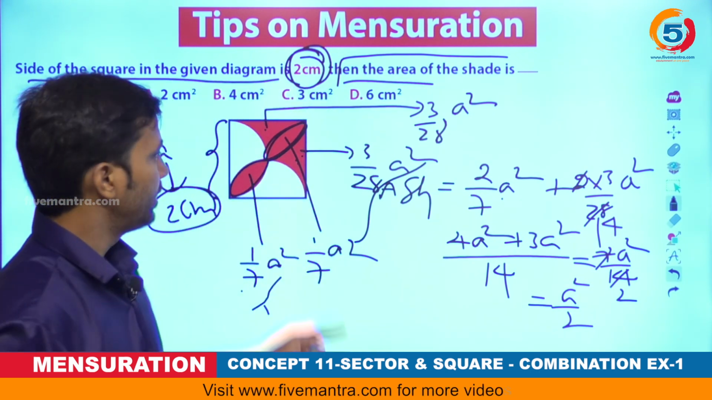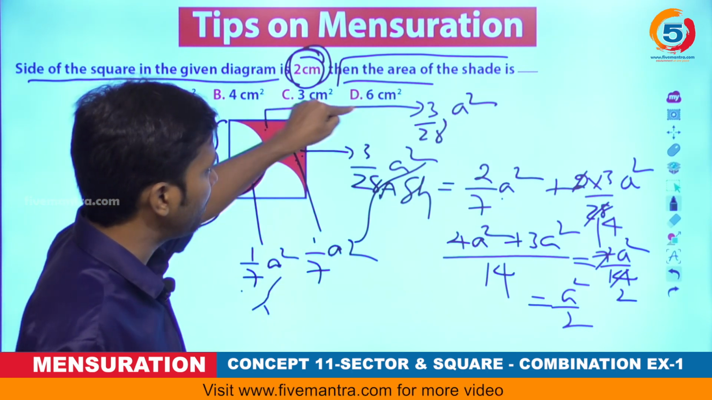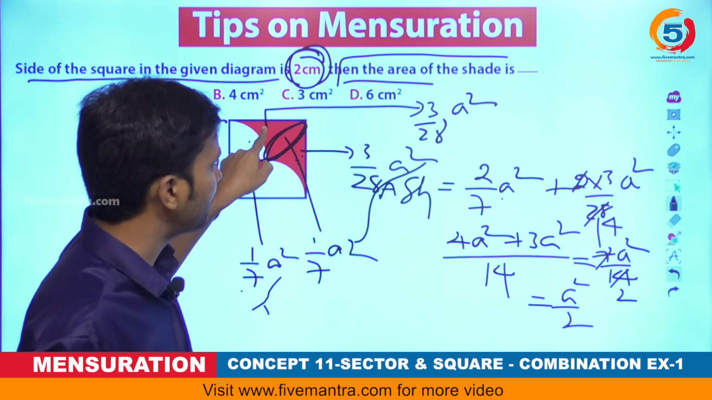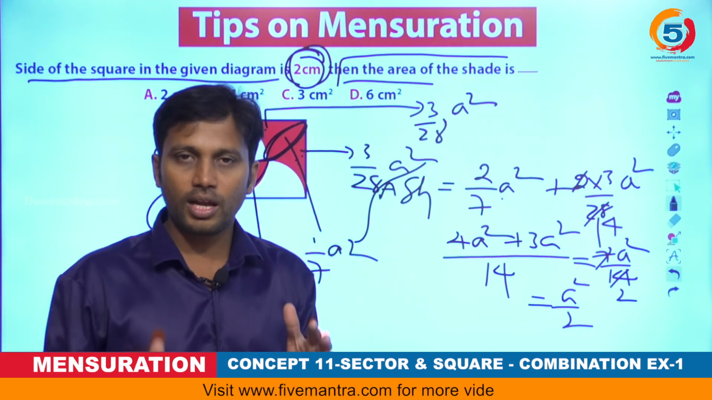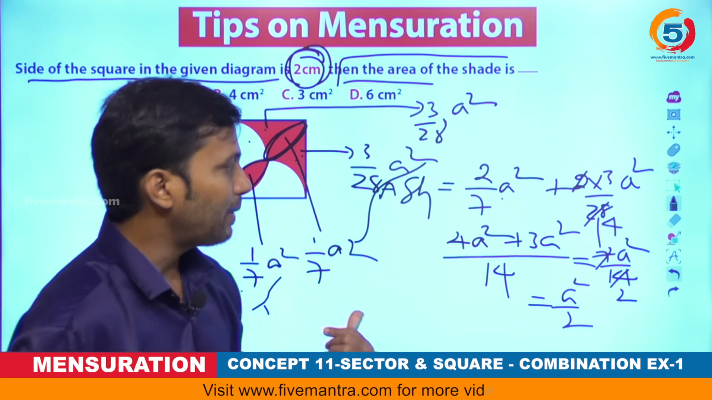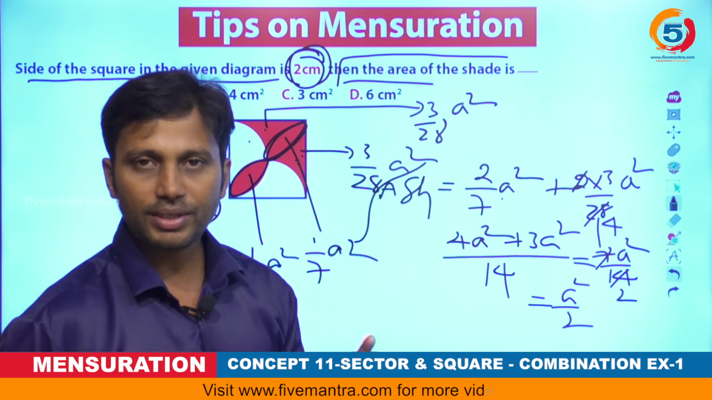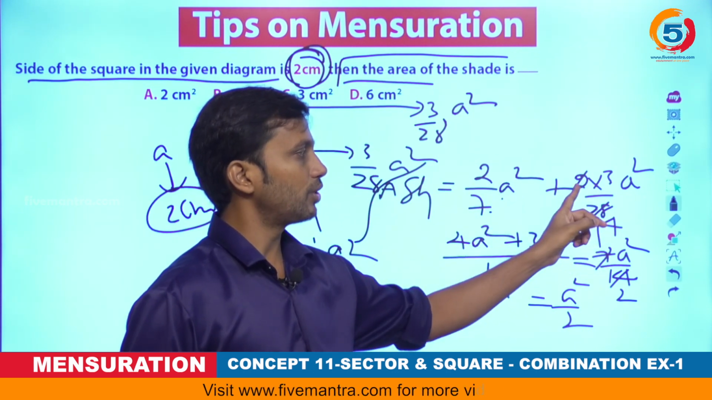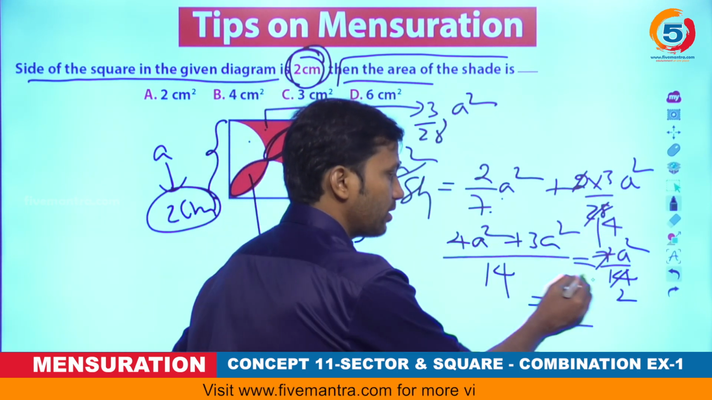What I analyzed: each petal area is 1 by 7 a square and each gap between every 2 petals is how much? 3 by 28 a square. So the given red shaded area is almost equivalent to 2 petals and 2 gaps, where each petal is carrying 1 by 7 a square and each gap is occupying 3 by 28 a square. Now 2 times 1 by 7 a square would be this, and 2 times 3 by 28 a square would be this. Simplifying them, what is your final value?